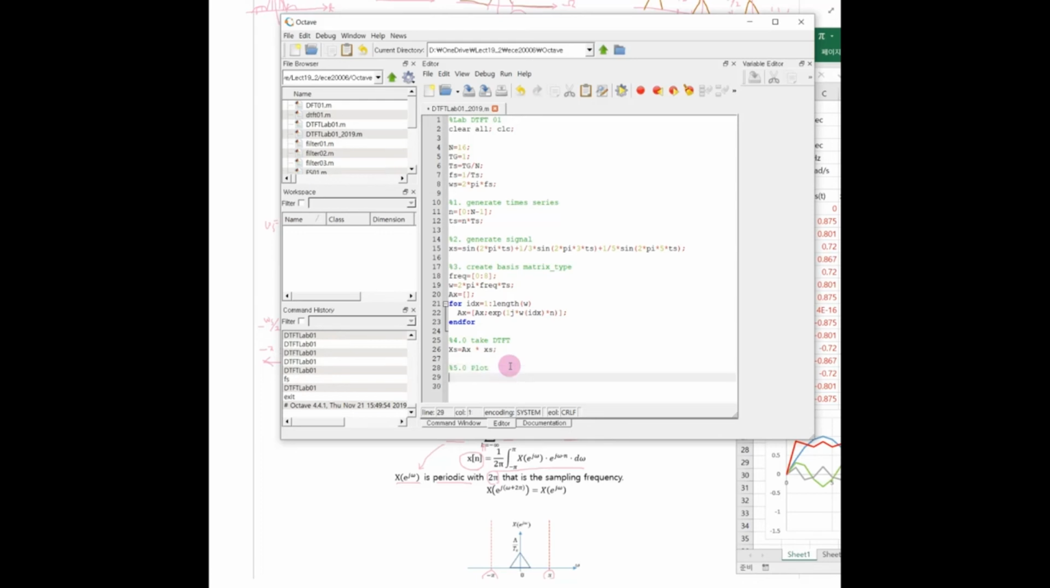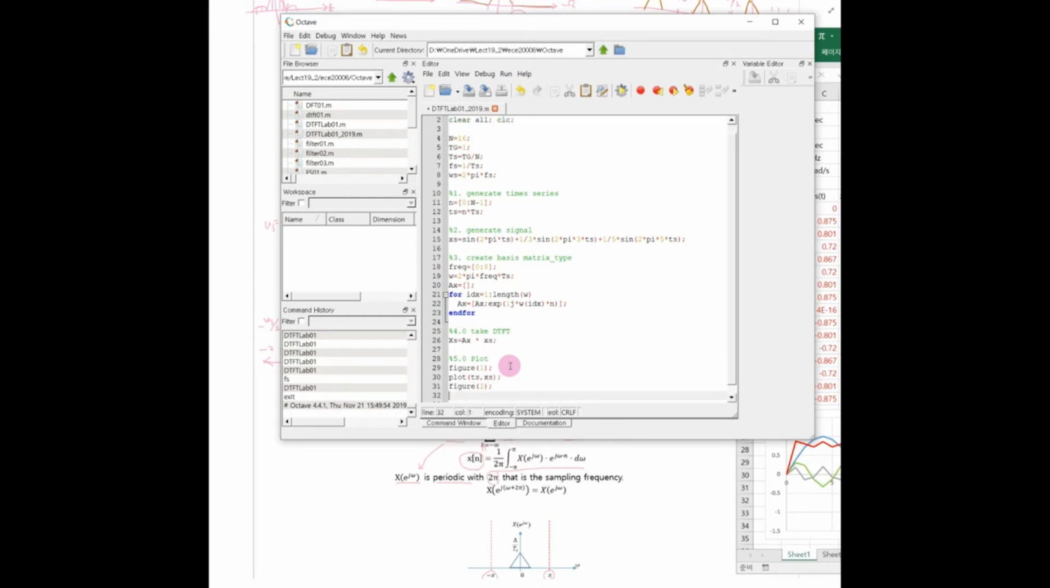First, figure 1 will plot the time domain signal ts and xs. And in the next figure, I would like to plot the spectral contents. To plot that, I start with the frequency, that's this one, and the ABS of Xs. The spectral magnitude will be plotted. I would like to run this one.